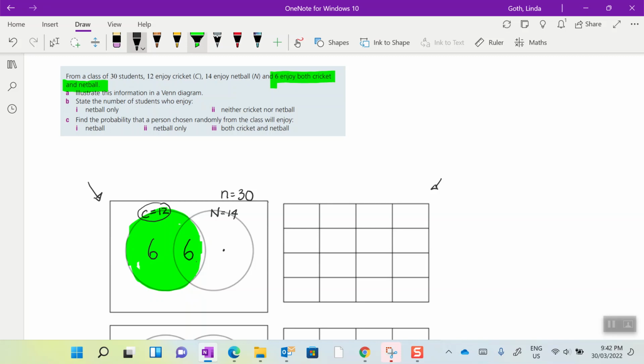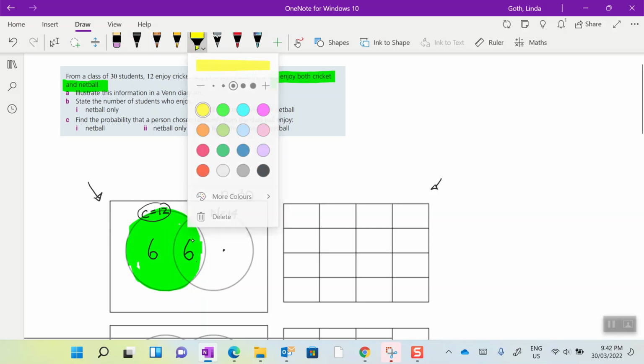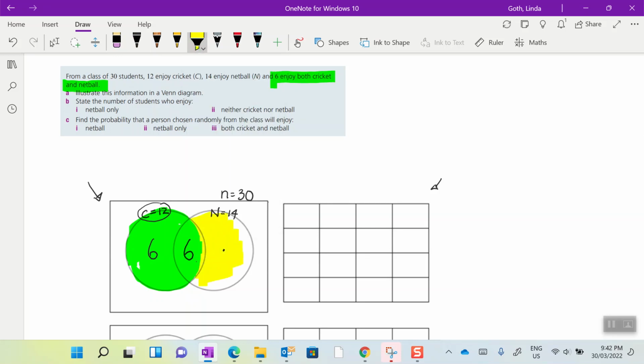We need a total of 14 for this entire circle. So this entire circle, and you can't see the yellow on top of the green, I'm going all the way around here, has to add up to 14. So hopefully you can see that this number needs to be 8, because 6 plus 8 is 14.